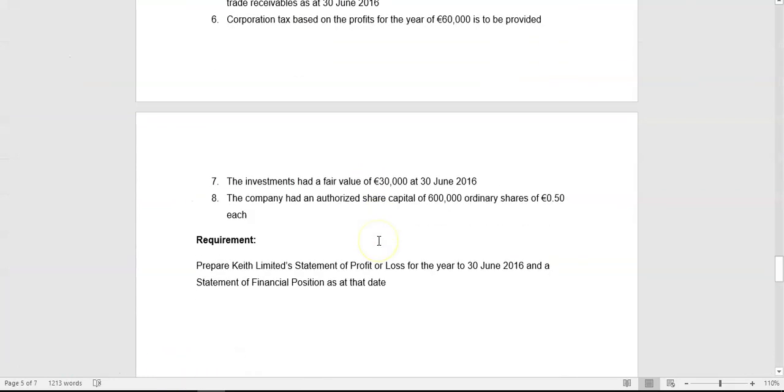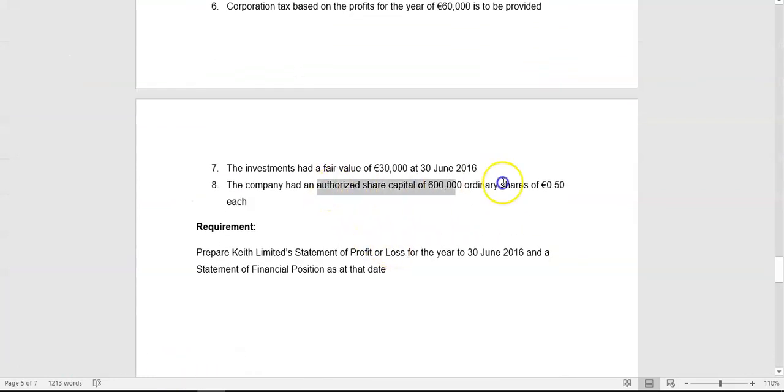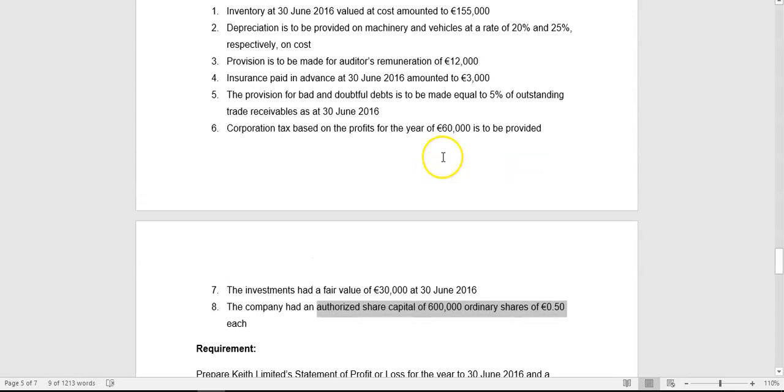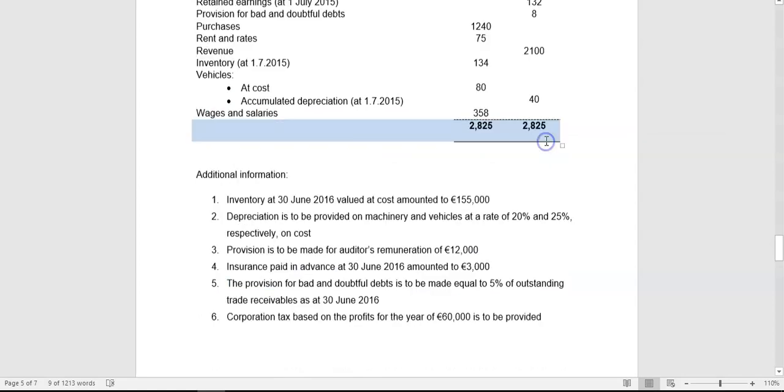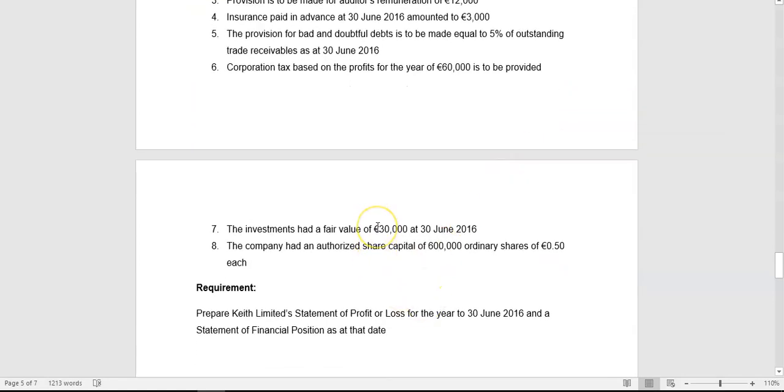So that's your key notes, and then you're just told about the authorized share capital. That has no impact, because what we're interested in is the issued share capital, which is the 250,000. You never put in authorized, it's only ever the amount that's actually issued to shareholders.